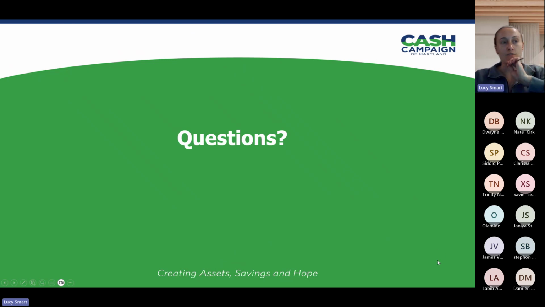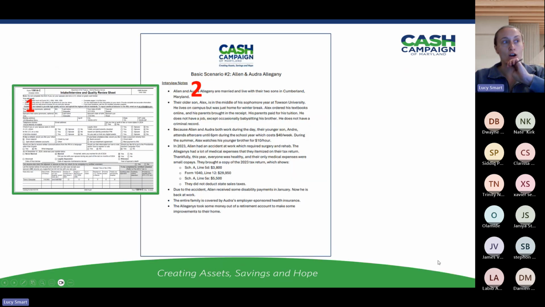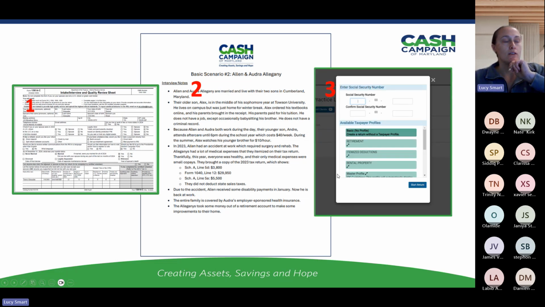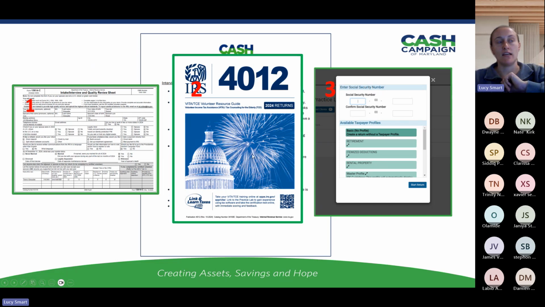But what we're going to do now for the rest of training is our basic scenario number 2, Alan and Audra Allegheny. So first, we're going to need to take a look at the intake and quality review sheet. We're going to determine their filing status and dependents, and then we'll get started in TaxSlayer.